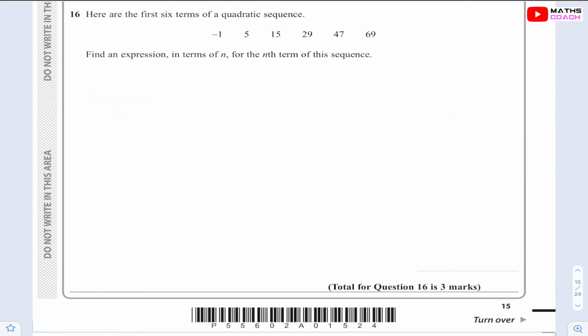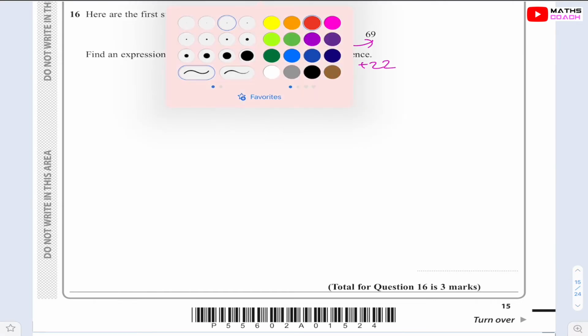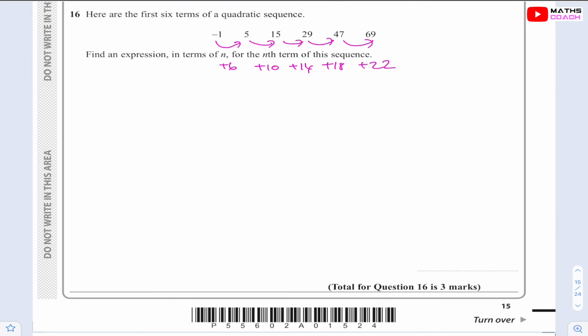Right, moving on. Question 16. Here are the first 6 terms of a quadratic sequence. Find an expression in terms of n for the nth term of this sequence. Let's start by finding the differences. So the difference between this number here, this number there, there, and there. Now you can see that the difference between each one is plus 6 here, plus 10, plus 14, plus 18, and plus 22. Now the differences are not constant, so we need to continue by finding the difference of the difference. So let's do that.